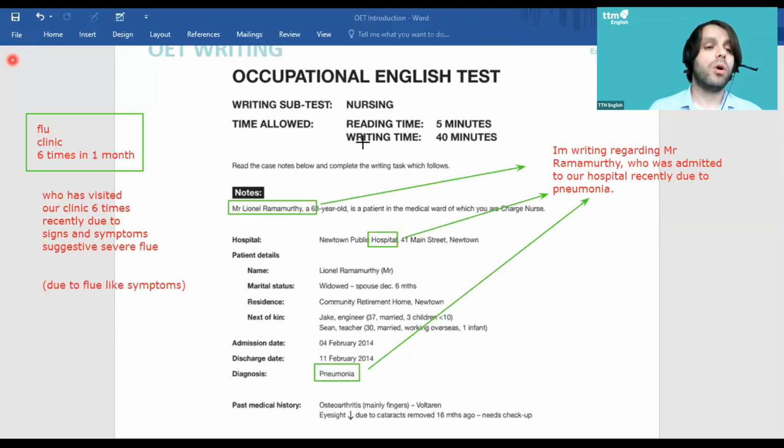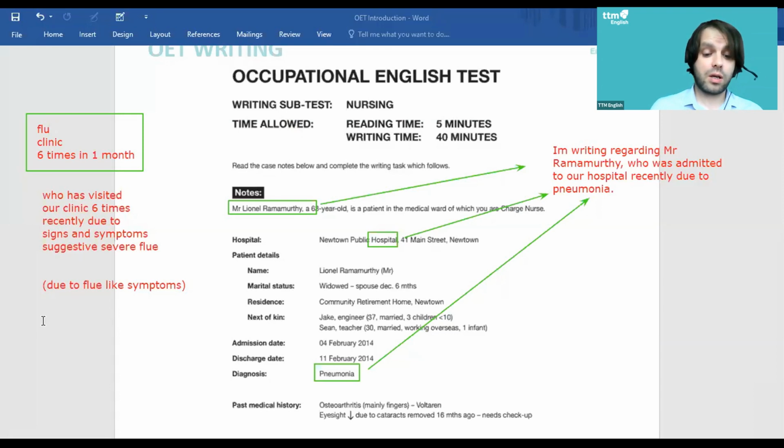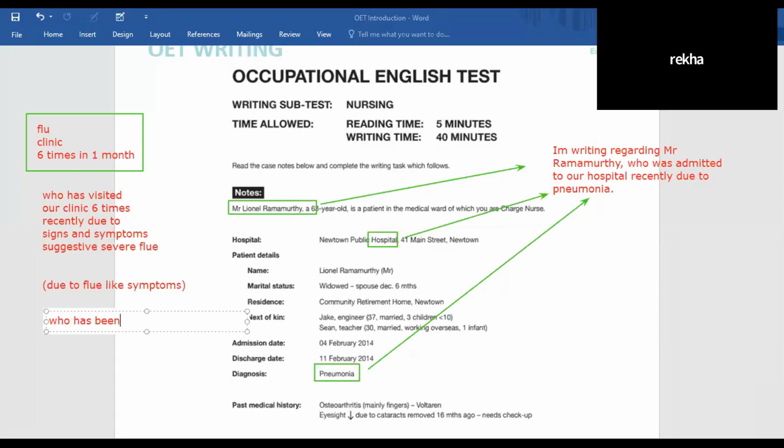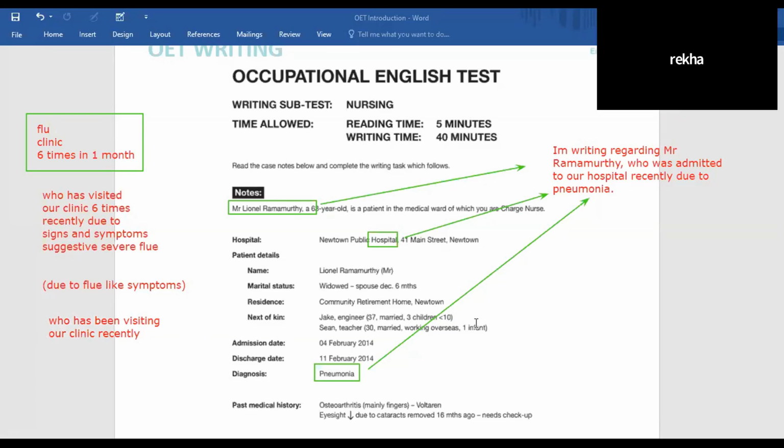I'm going to do one more. Okay, can I ask one thing here? Yes. So 6 times in 1 month, do we have to write who has visited or who has been visiting? You can do both. That's why I was saying you can say who has been visiting, but don't put the times in. It's a good question. Who has been visiting our clinic recently. You don't need to say how many times with this one. Okay, great question.